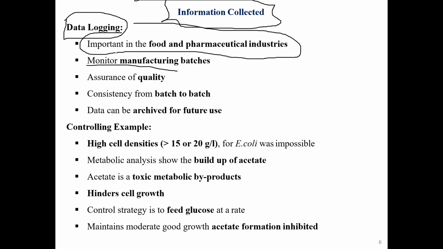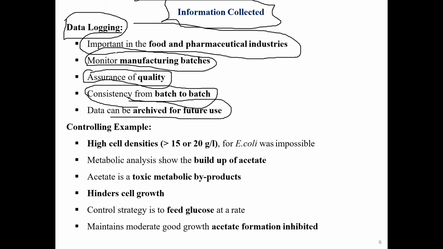It monitors manufacturing batches, so it measures the time and amount and all of the technical stuff. It assures the quality of the product that we get after fermentation. Also consistency from batch to batch. So these are all the things that we get from data logging. Data logging is used by bigger farms and bigger industries for calculating every minor and major change, such as ensuring quality and measuring the time gap. And these are also used for future use as well.